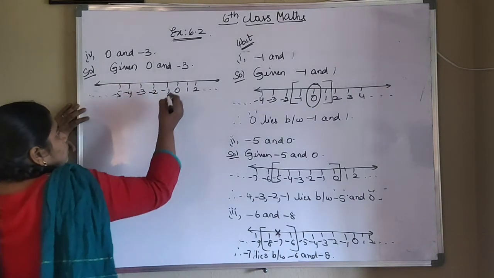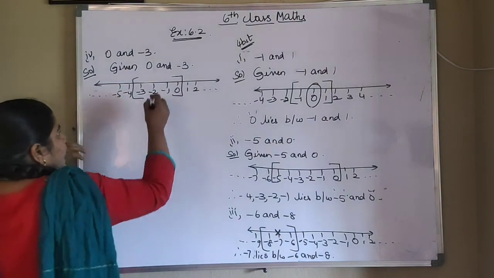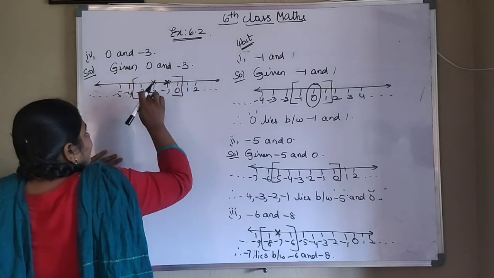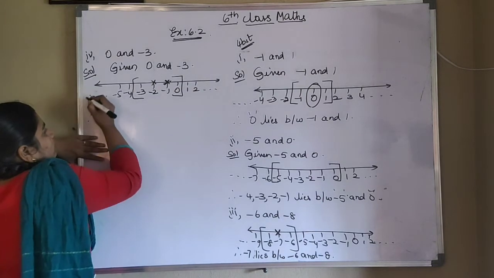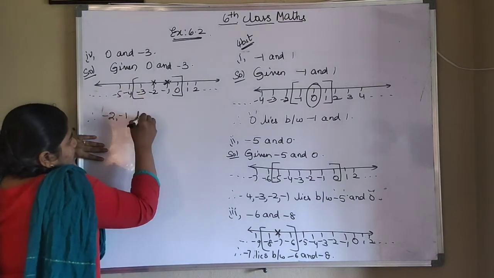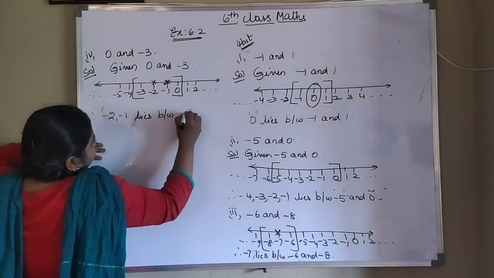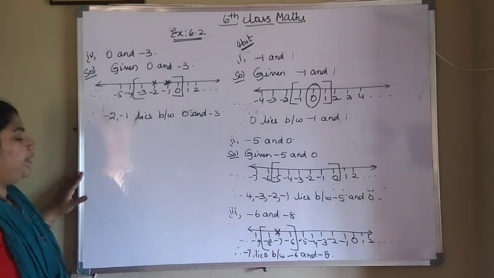And so on. So it is talking about 0 and minus 3. So what is the middle value here? These are the middle values which lie between minus 3 and 0. So therefore, minus 2, minus 1 lie between 0 and minus 3. So this is our fourth bit in this.